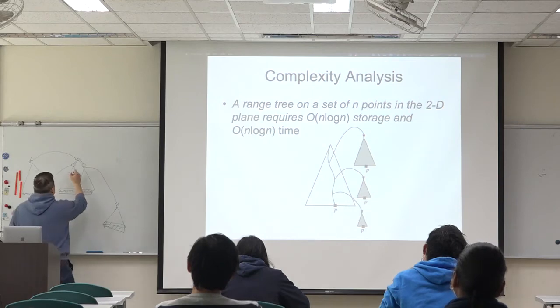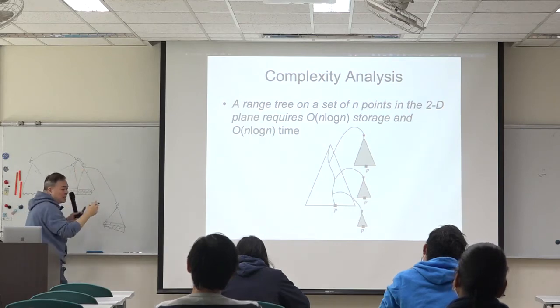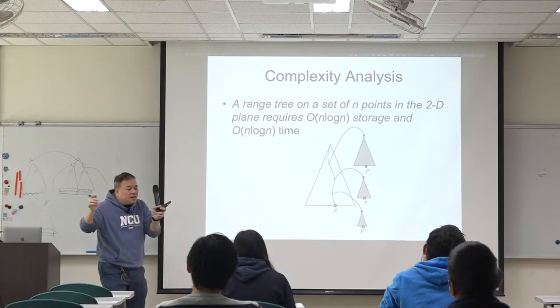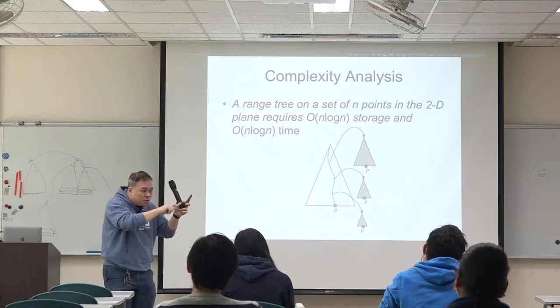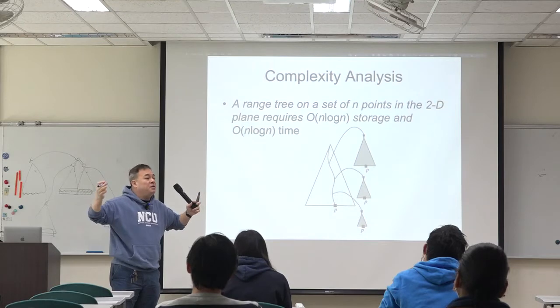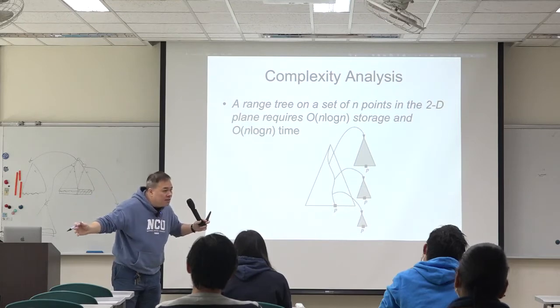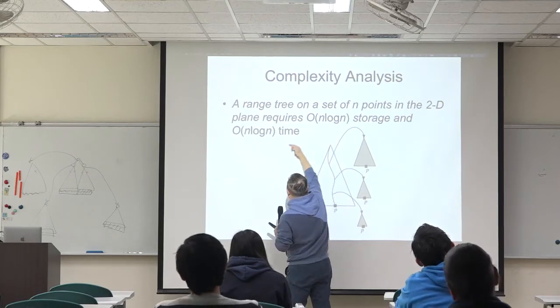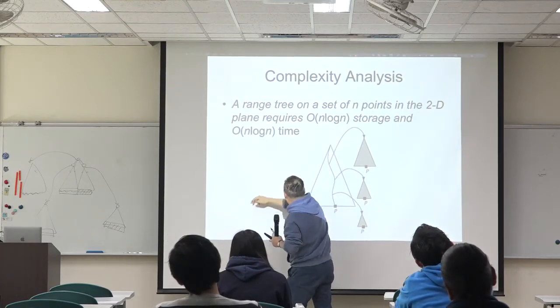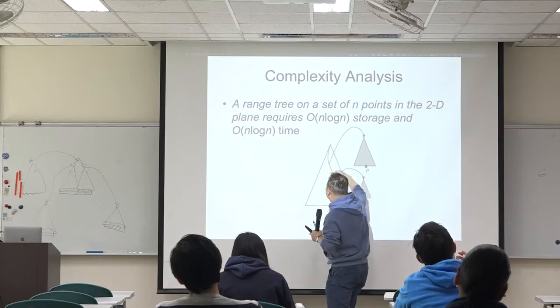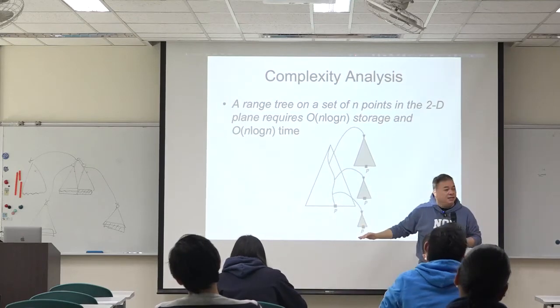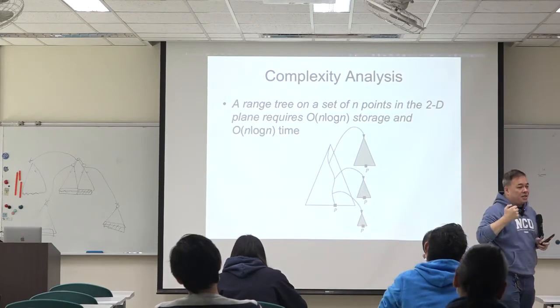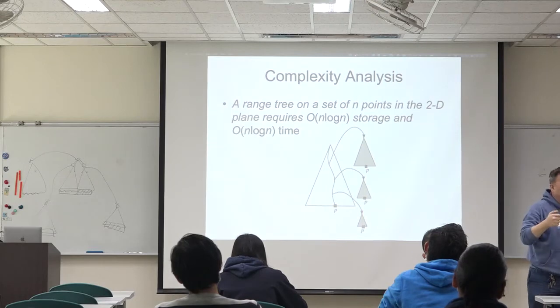The third level, we have 4 nodes, right? And you will find each node will point to another smaller tree. And the combined, again, will cover all the nodes, right? So basically you have a linear data structure for pretty much every layer, right? How many layers do you have? Log n. So the total will be n log n.